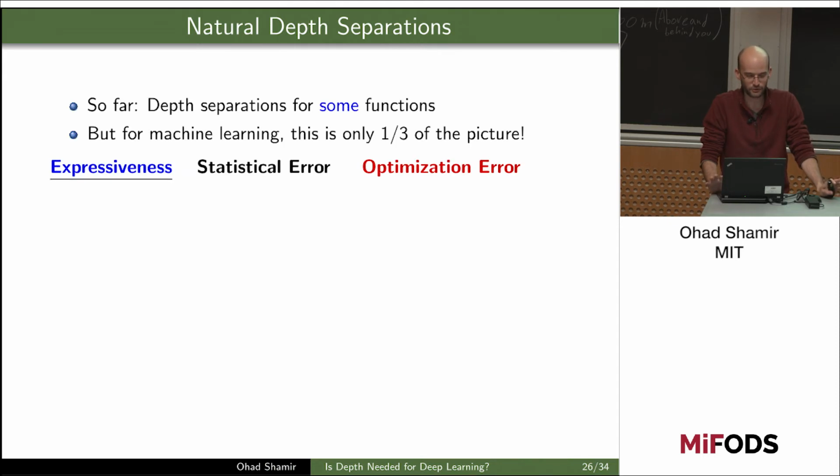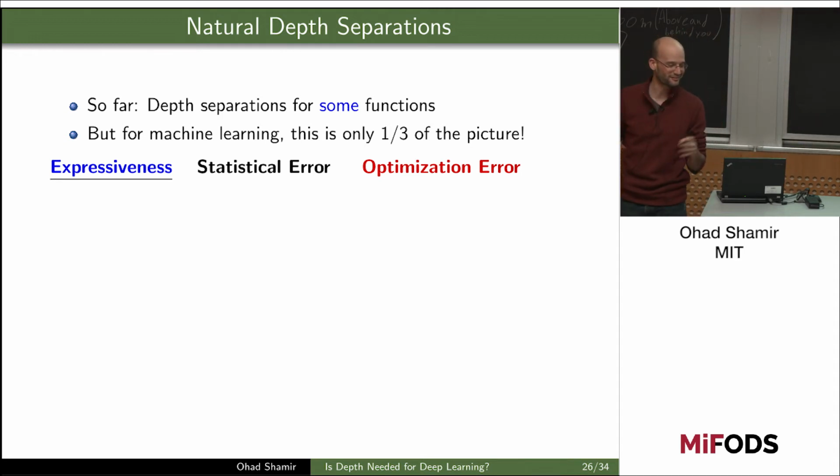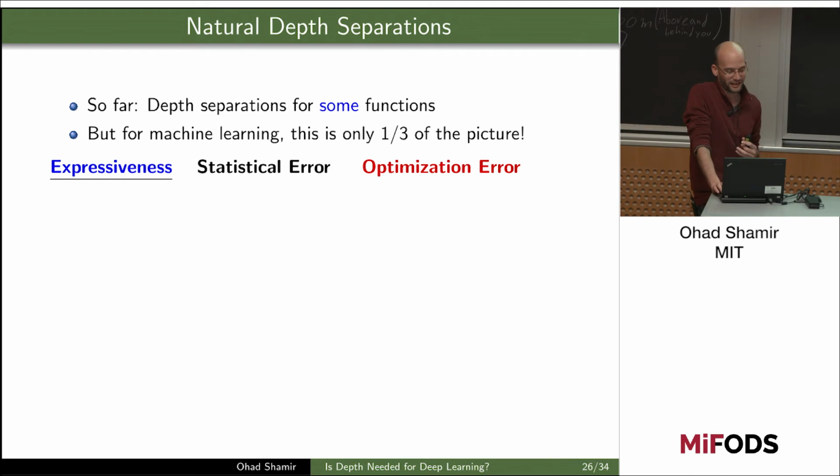So far, I showed you various depth separations using some kind of function. I didn't really care too much if it's natural or not. But in the context of machine learning, this issue of expressiveness is really just a third of the picture. Because when we do machine learning, we're also interested in the statistical error, so we want to be able to learn these functions with a small data sample. And there's also the issue of optimization error, that the algorithms that we use, such as gradient descent, will be able to learn these kinds of functions.